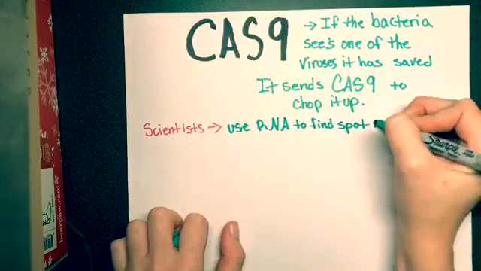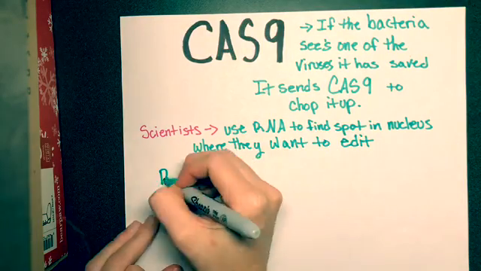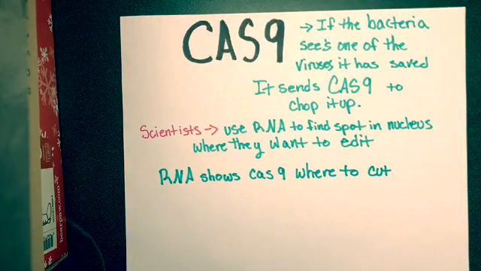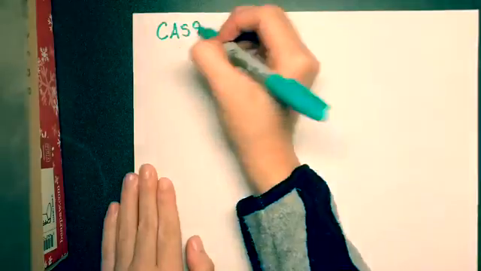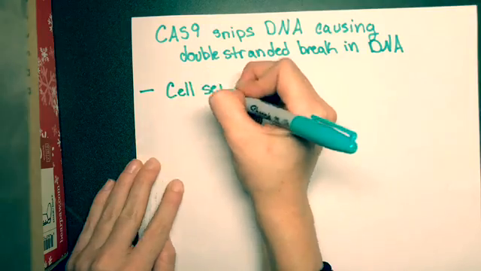Scientists use RNA to find the spot in the nuclease where they want to edit, and then that RNA shows Cas9 where to cut. Cas9 snips the DNA, causing a double-stranded break.